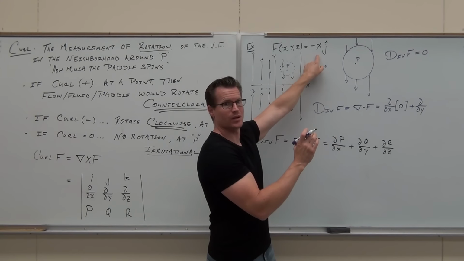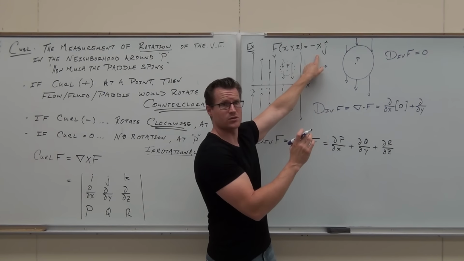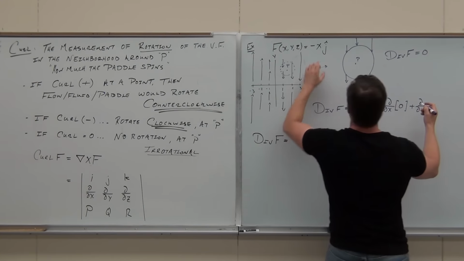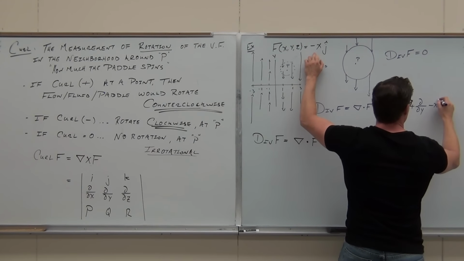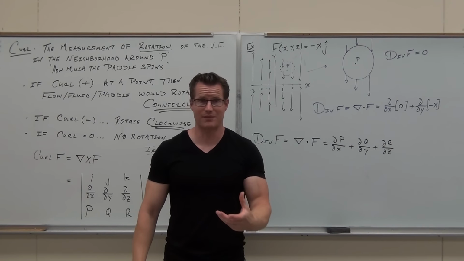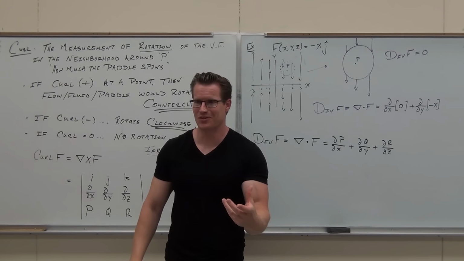That is the Y component. It doesn't need to involve the I's or J's or K's. It's just the coefficients of those things. So the Y component is negative X. That's the Y component. We haven't taken the derivative yet. Are you with me?